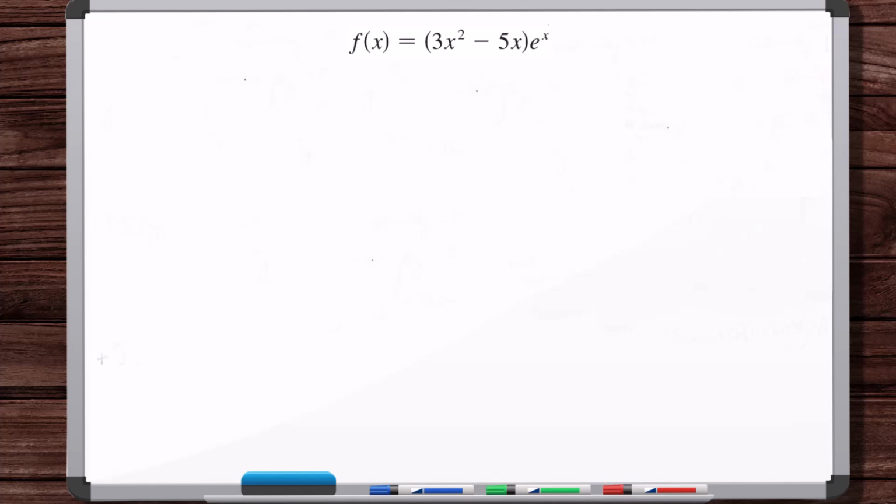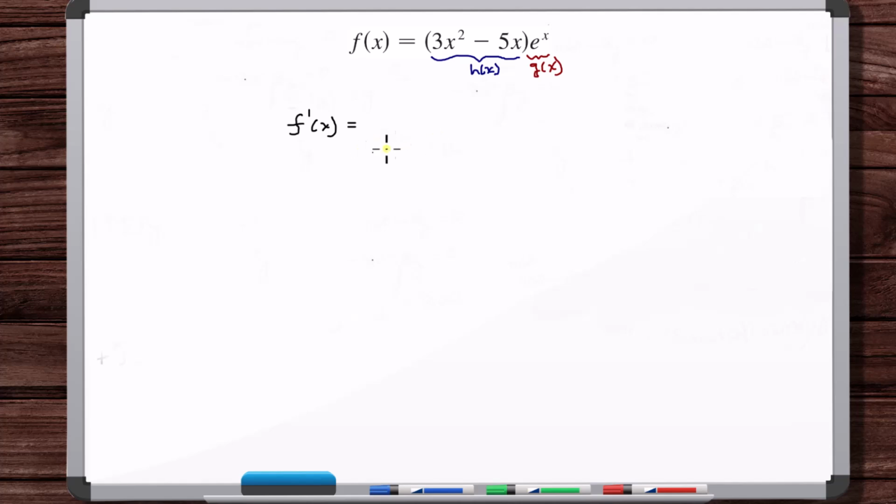In this video, we're going to work a bunch of problems where we find the derivative of a function using either the product rule or the quotient rule. So let's get started. Let's find f prime of x. Here we've got one function of x times another function of x.